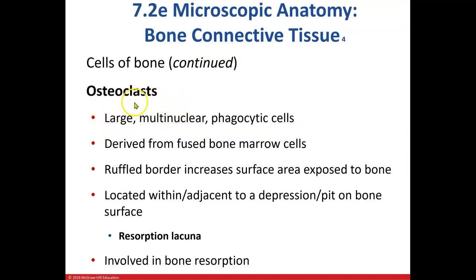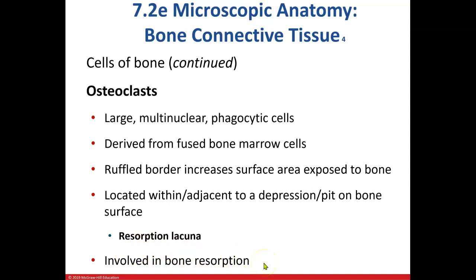Here's another type of cell, osteoclasts. The only difference in spelling here is the B becomes a C. Osteoclasts are almost the opposite of osteoblasts. Where osteoblasts secrete matrix, osteoclasts break it down. So these cells are phagocytic cells. They come from the bone marrow, and they are going to be involved in what we call bone resorption.